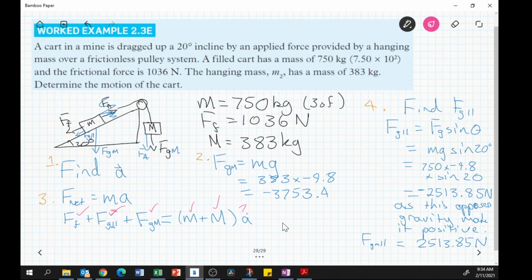I'm pretty sure that's correct. It makes sense, because the gravitational force is about 7,500. You get a small portion of that going parallel, so 2,500 makes about sense.